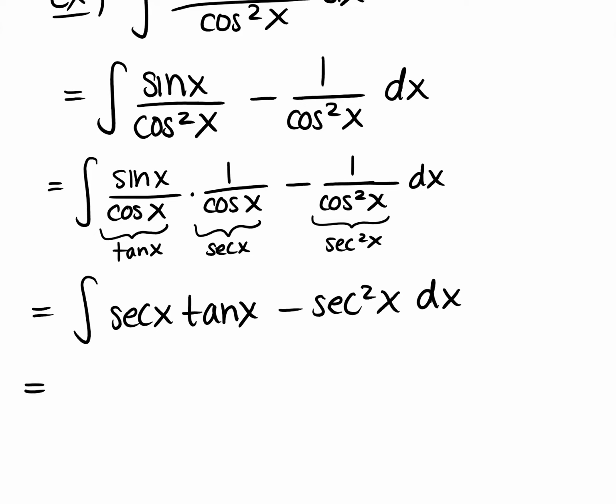And now I can take that antiderivative. What function's derivative is secant x tangent x? That would just be secant x, right? And then what function's derivative is secant squared? That's tangent. Oh, and then that's all plus c.